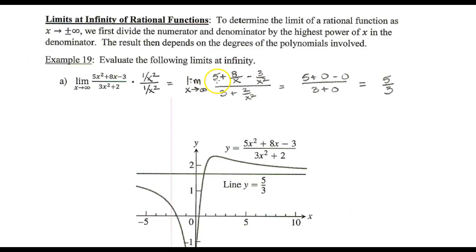The limit of a constant stays constant, so the limit of 5 is 5. The limit as x approaches infinity of 8 over x, so 8 over a big number, 8 over a large number, getting larger and larger, gets closer and closer to 0. 3 over a large number gets closer and closer to 0. Limit of a constant stays constant, so the limit as x approaches infinity of 3 stays 3. 2 over a large number gets closer and closer to 0. So you add all these up, I get 5 plus 0 minus 0 is 5. 3 plus 0 is 3, so the answer is 5/3.